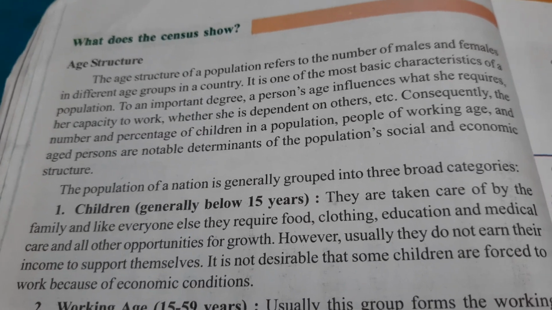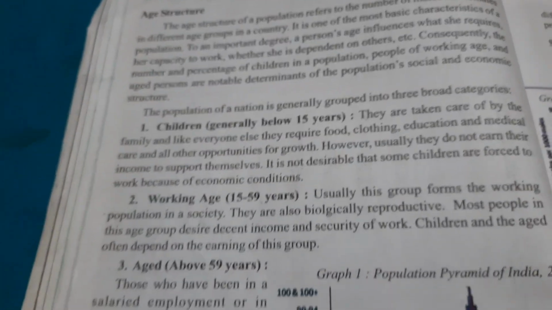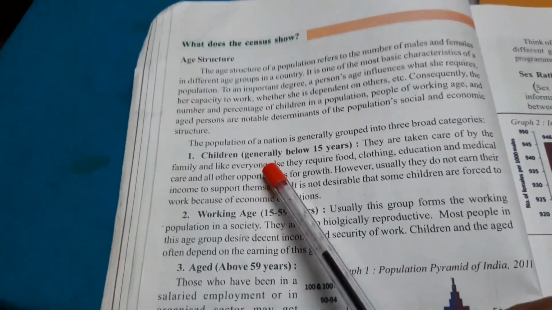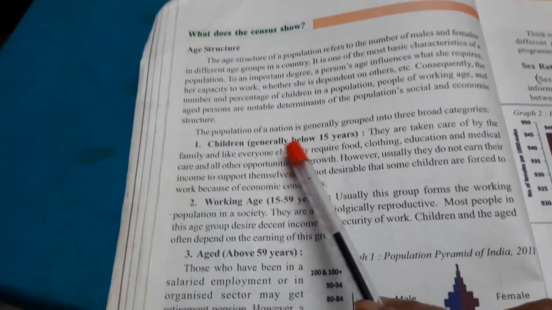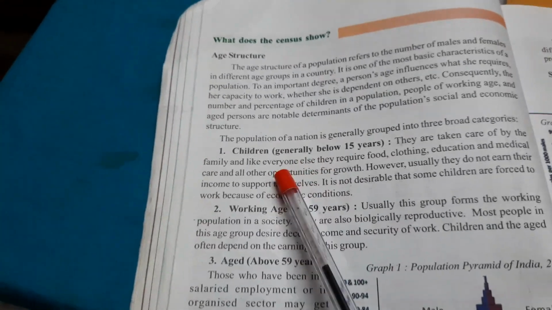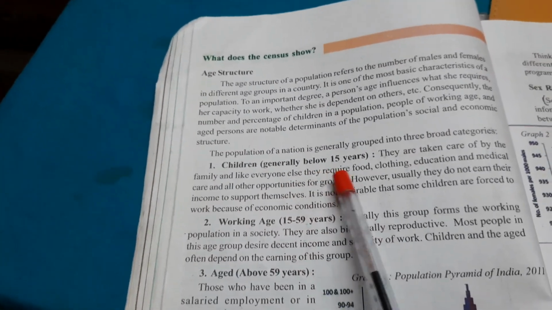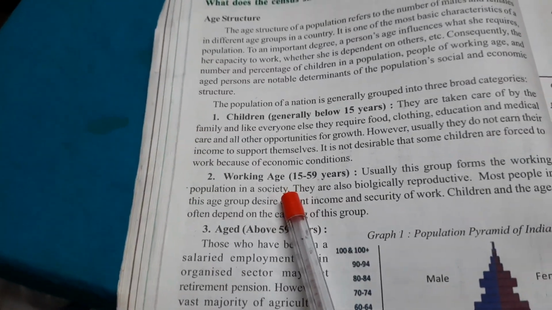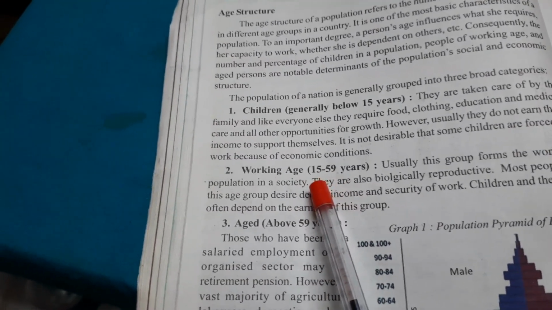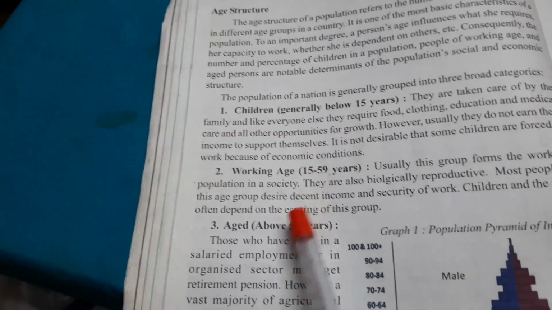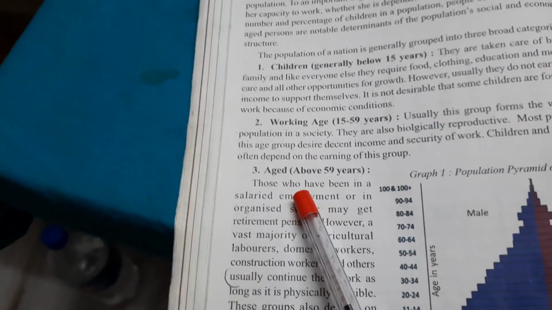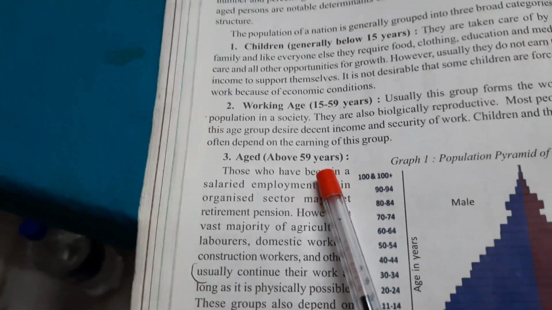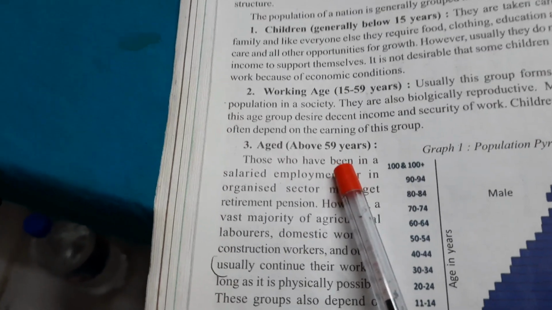The population of a country can be grouped into 3 main categories: the children who are below 15 years, the working age of people who are from 15 to 59 years, because this is the age when the people earn, and the aged group, that is above 59 years of age, because generally in the government sector people get retirement at the age of 59 and 60.